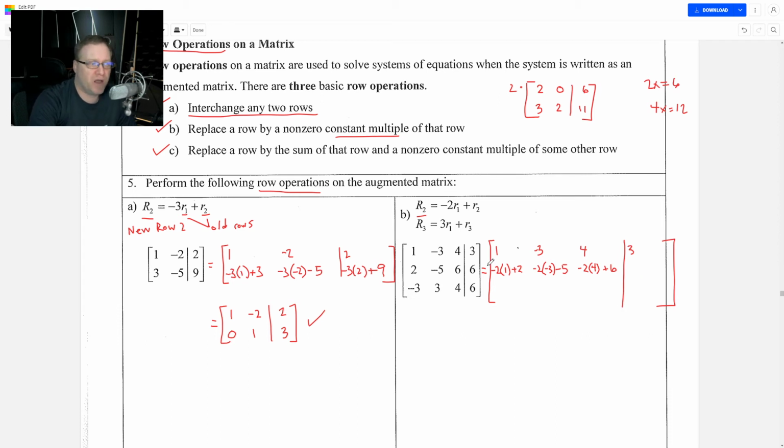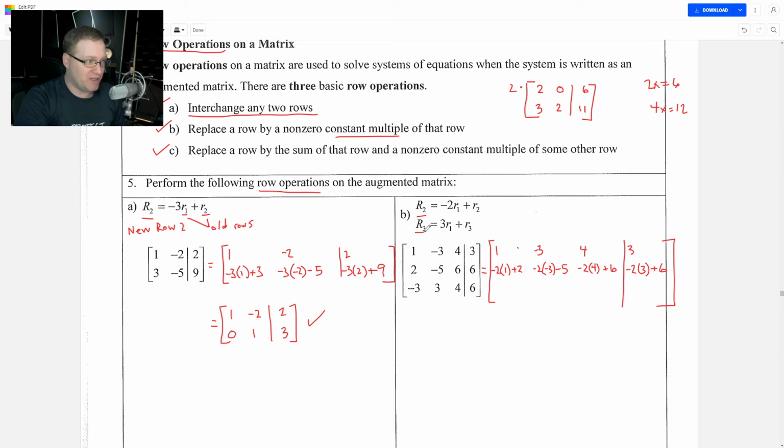Okay, good. And then our last one in row 2 is -2 times our old first row, which is 3, plus our old second row, which is 6. So plus 6. Okay. So we have now completed finding our new R2, our new second row.